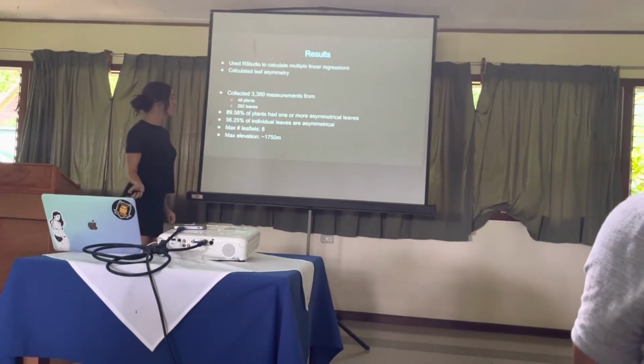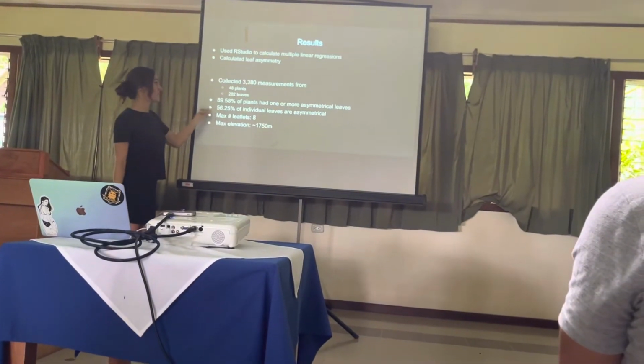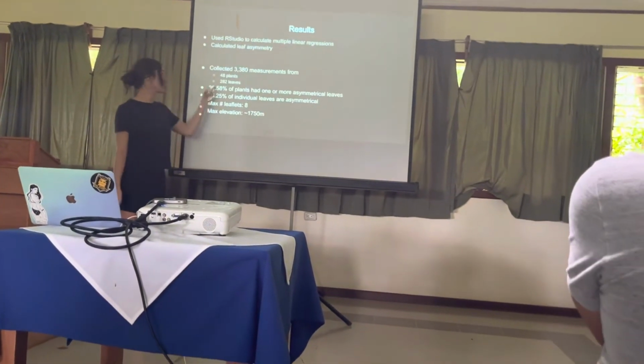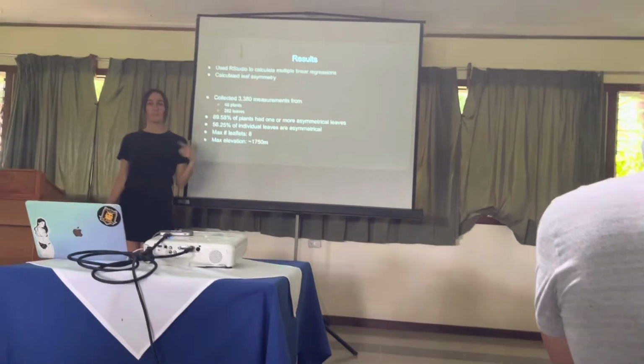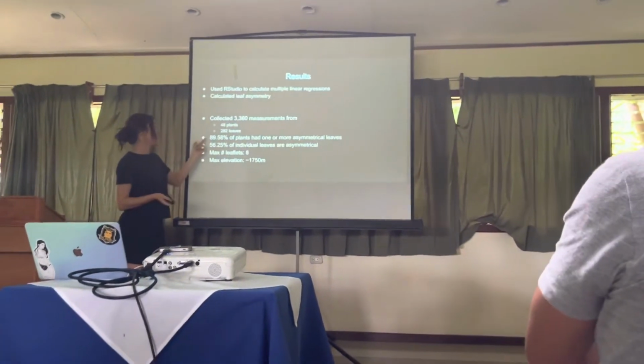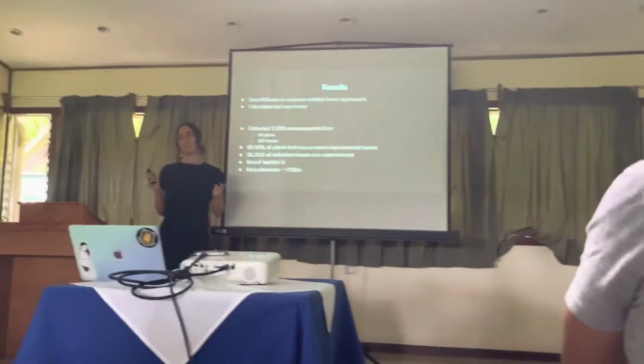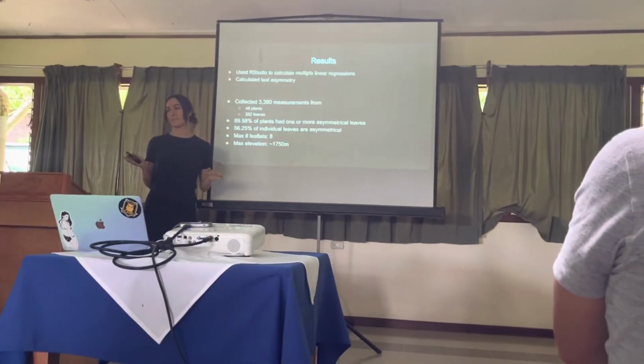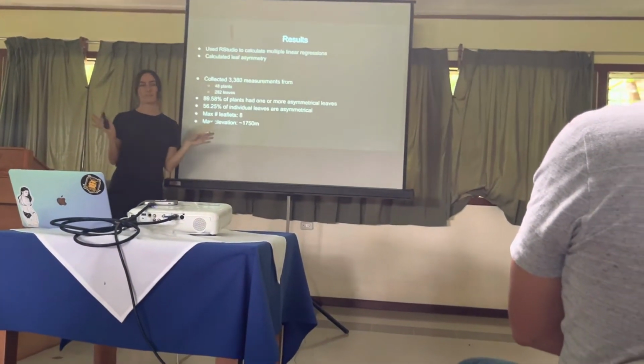Of all of the leaves we measured, 56.25% were asymmetrical. So of the 282, 153 were asymmetrical, so more than half. For all the plants we measured, almost 90% had one or more asymmetrical leaves. So that means only around 10% were fully symmetrical on all the leaves.